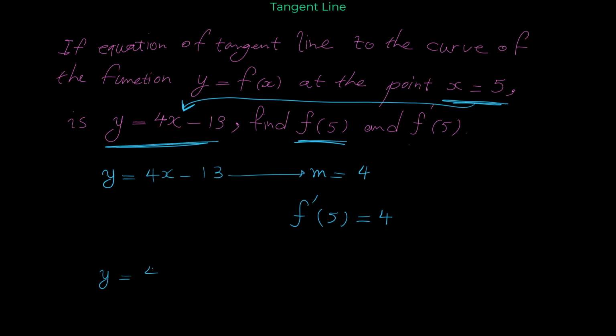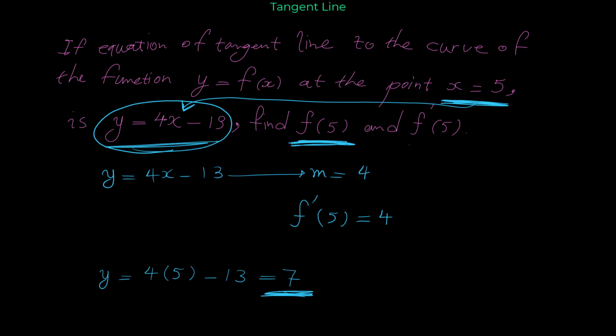Y would be 4 times 5 minus 13. It equals 20 minus 13, which is 7. The 7 is the y value of the tangent line at the tangency point. But we know that at the tangency point, which is 5, the y value of the function, which we look for, is equal to the y value of the tangent line. So what is f of 5? F of 5 is also 7.